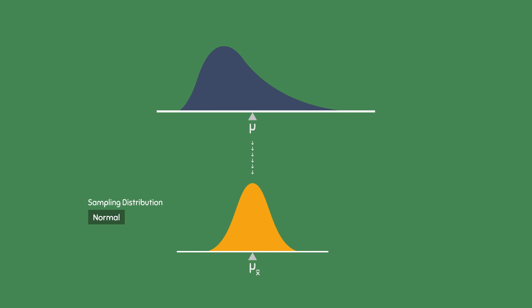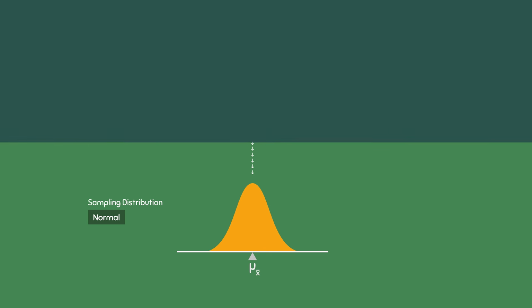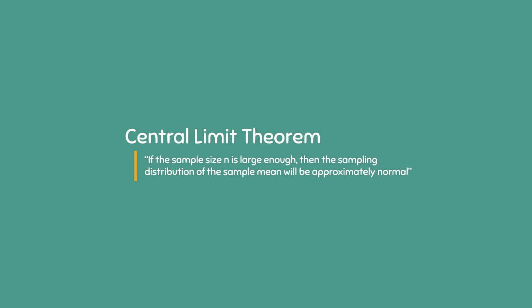Here we can see that the sampling distribution is normally distributed even though the original population distribution was skewed, and this is exactly what the central limit theorem is talking about. The central limit theorem says that if the sample size n is large enough, then the sampling distribution of the sample mean will be approximately normal. But now the question becomes, how big does the sample size n need to be?